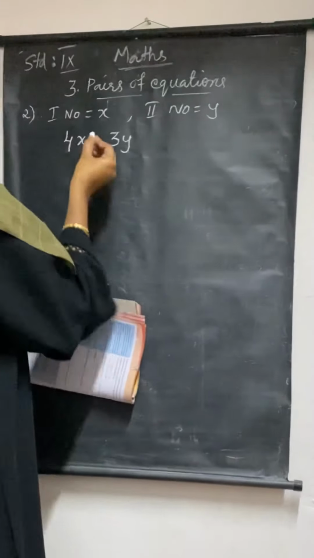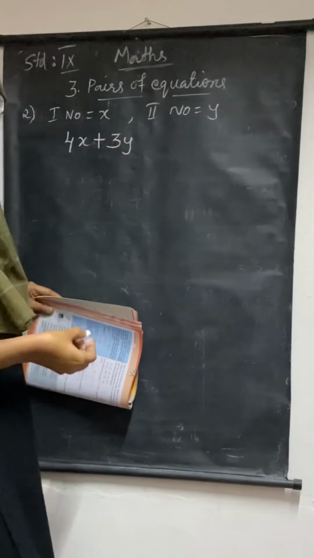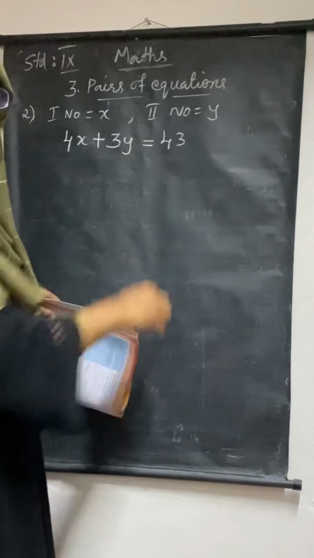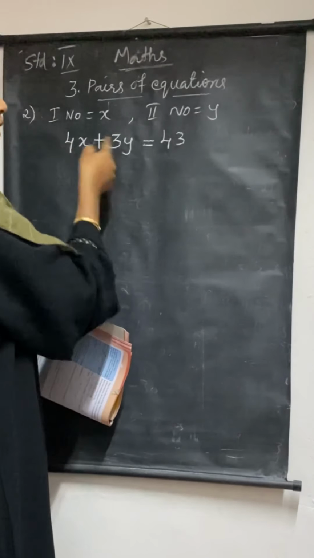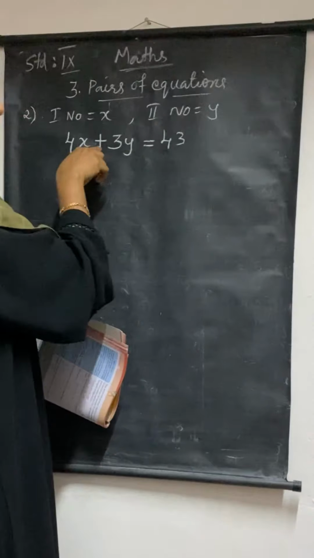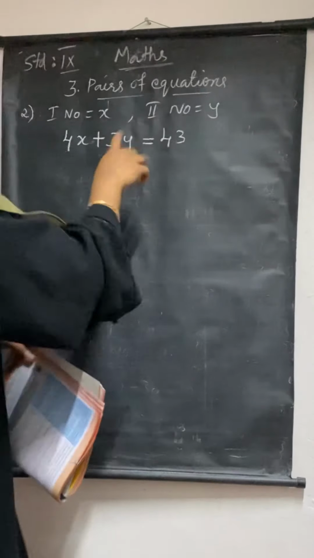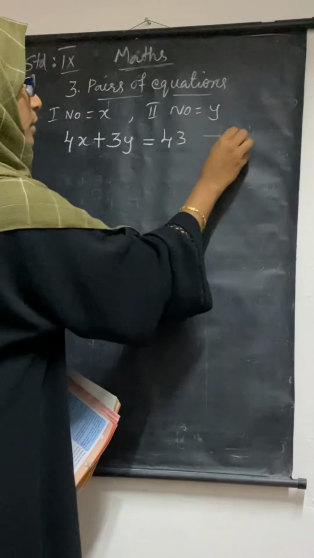4 times a number and 3 times another number added together means addition, added together to make 43. To make means equal to. So this is the way you have to make an equation. So one equation got, no? This is the first equation you got.